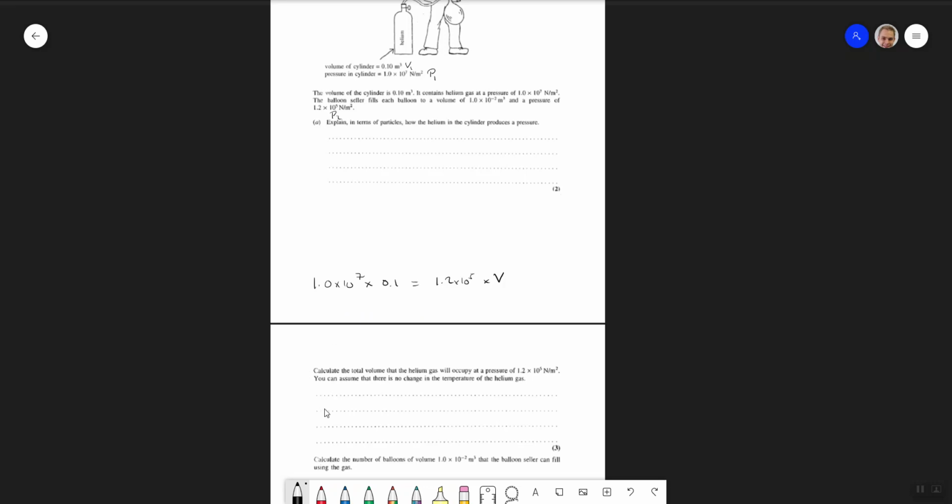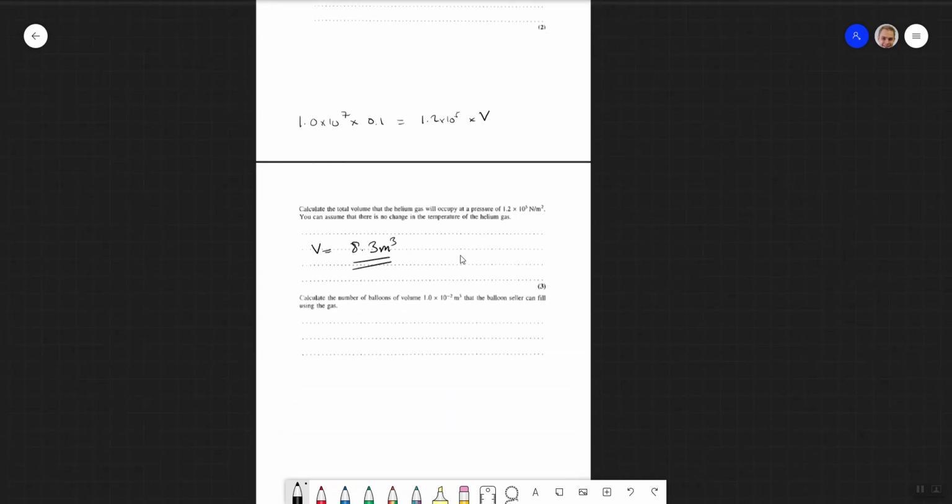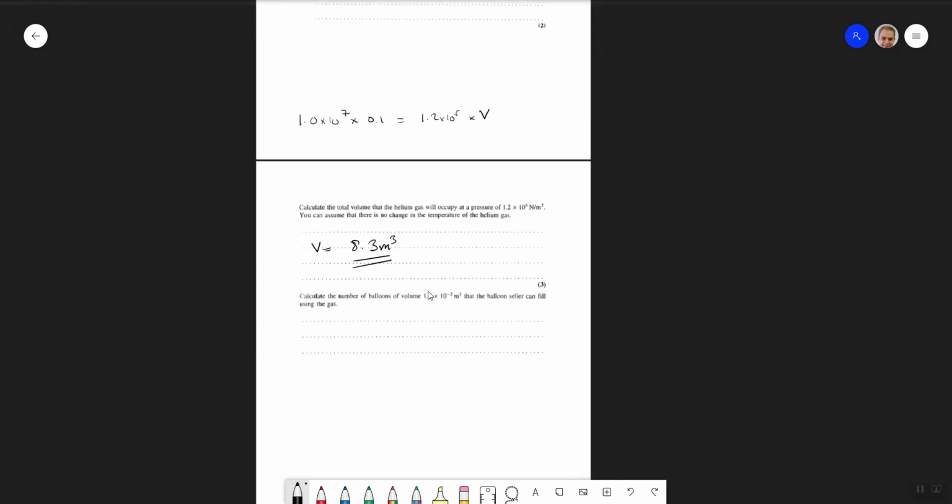So that means that volume is equal to 1.7 times 0.1. And I've got 8.3 meters cubed. And then calculate the number of balloons of that volume that the seller can fill using the gas. So basically what this means is I've got to work out how many balloons of this I can get into this space.